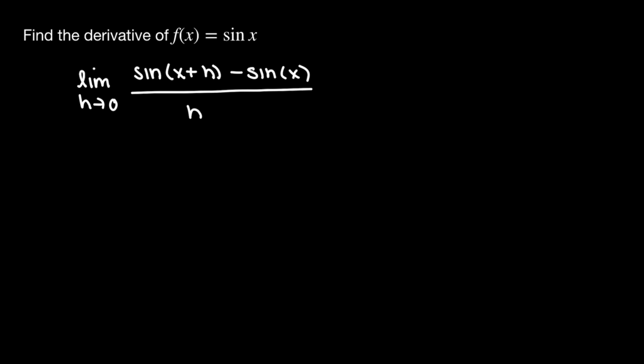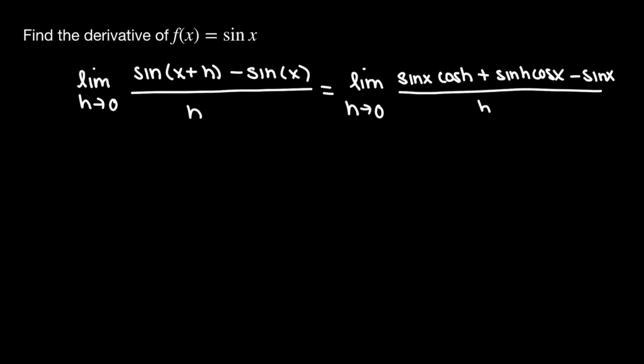Now, if I were just to plug in h = 0, I would get 0 over 0, one of those indeterminate forms. So instead, I'm going to use the identity for the sine of a sum of two angles. There is an identity that you probably saw in trig class that says sin(a+b) is sin a cos b plus sin b cos a. So I've applied that identity right here. sin(x+h) is equivalent to sin x cos h plus sin h cos x.